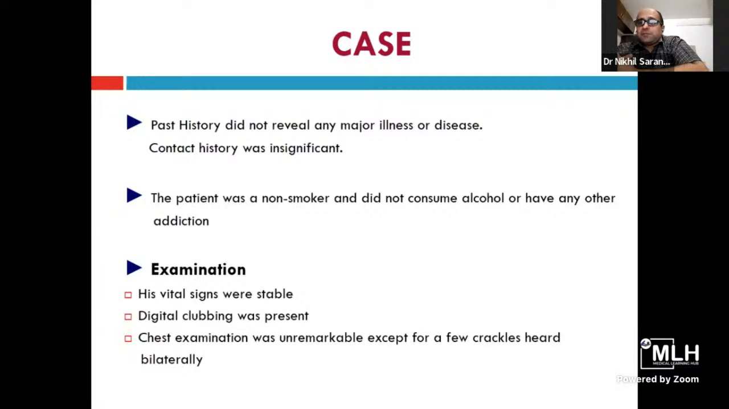So when we took the history, past history did not reveal any major illness or disease, and the contact history was insignificant. The patient did not have any addictions. He was a non-smoker and did not consume alcohol. On examination, his vital signs were stable. Digital clubbing was present. And these things are important. I'll tell you why as I progress towards the case. The chest examination was unremarkable except for a few crepitations heard bilaterally, which you would get in any chronic lung disease. Next.